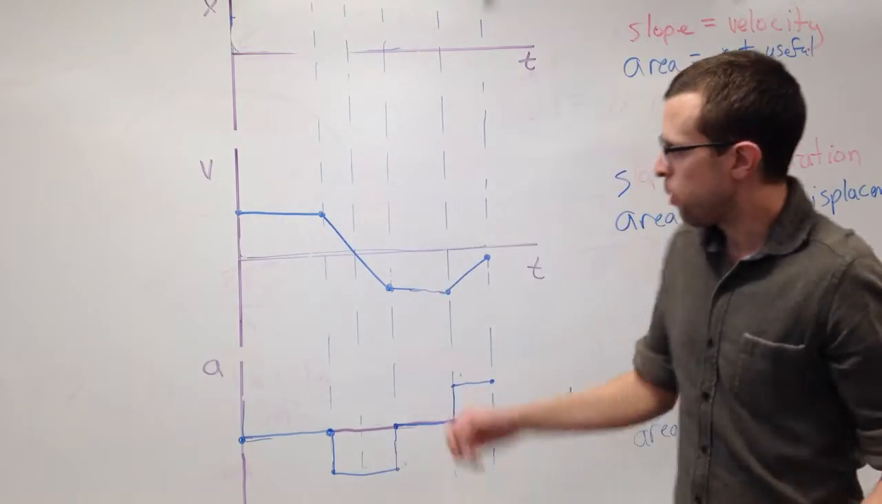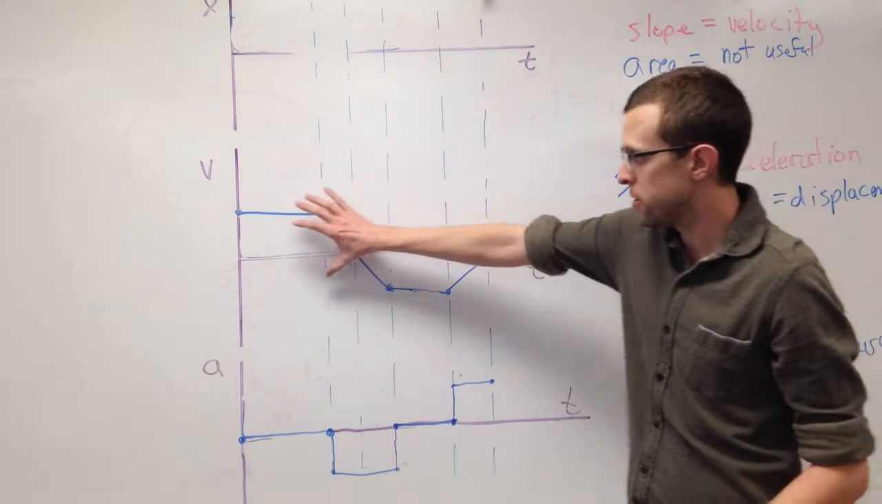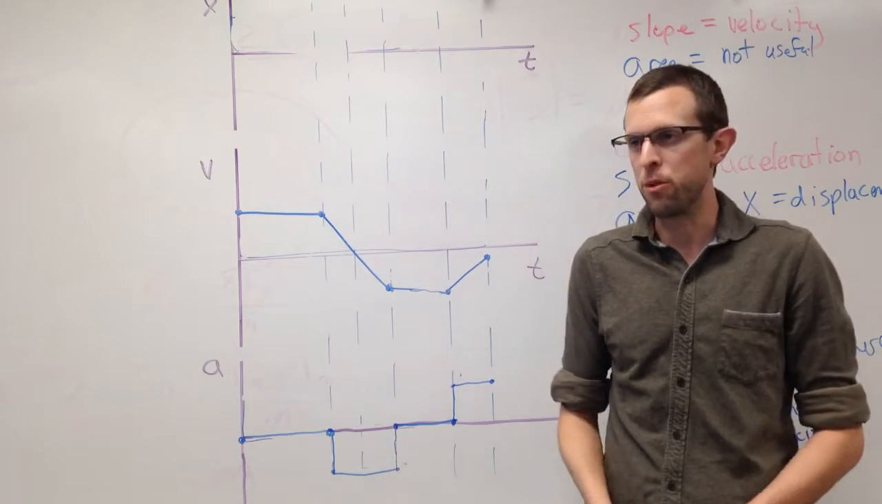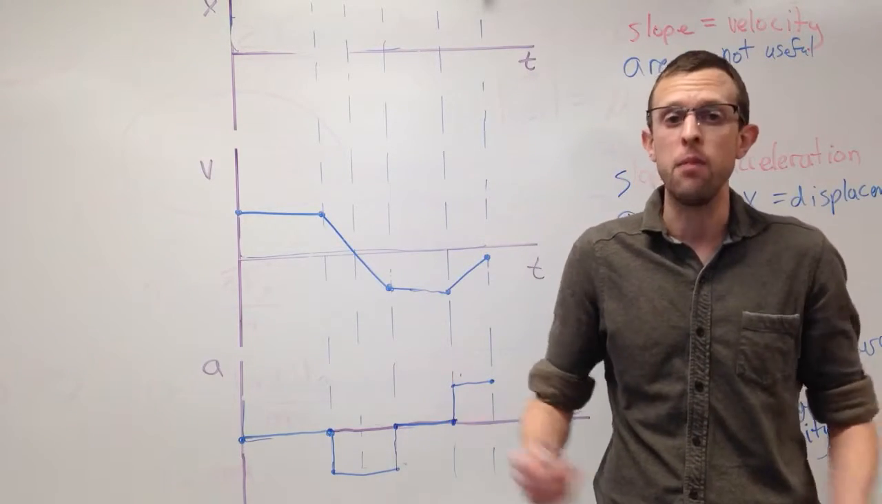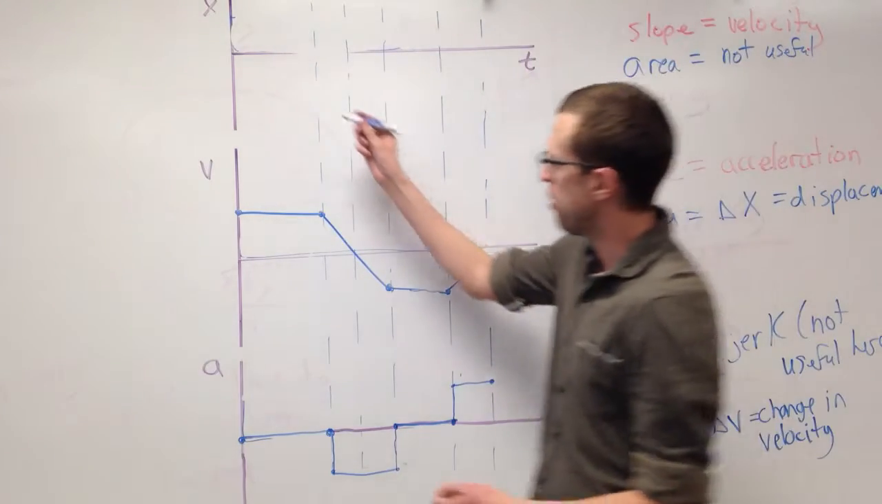Now, first off, where are we going to start this graph? We don't really have any information about that. All we know is how fast this object is going, not where it is. If I say I'm driving 20 miles per hour, you don't know where I am. So the same thing happens here. Let's just go ahead and start it at 0.